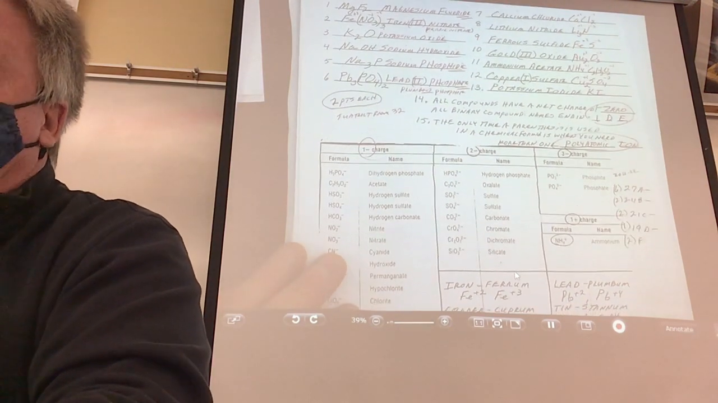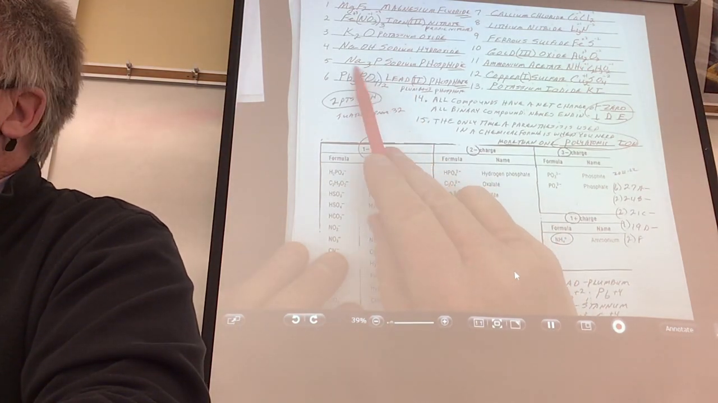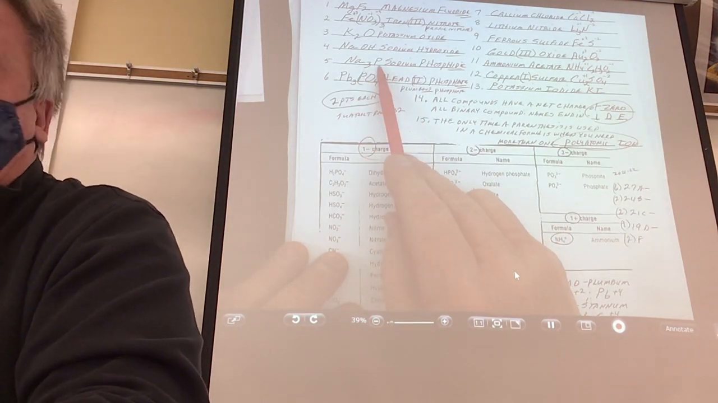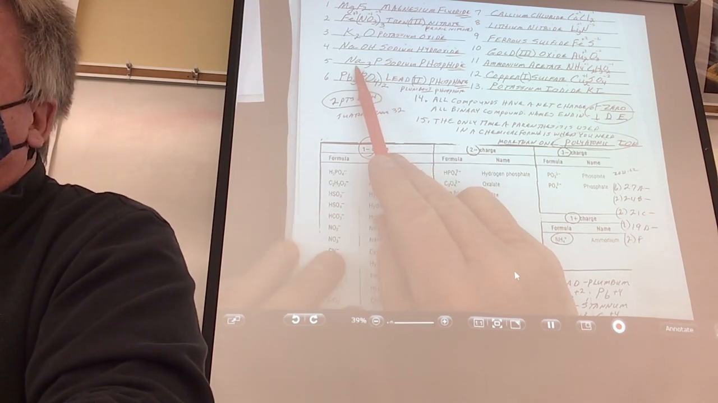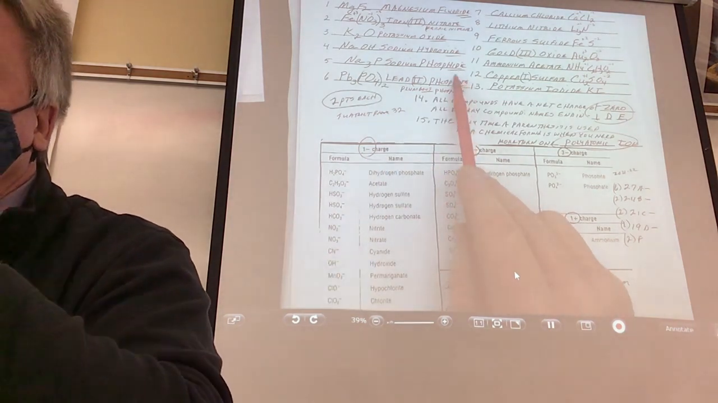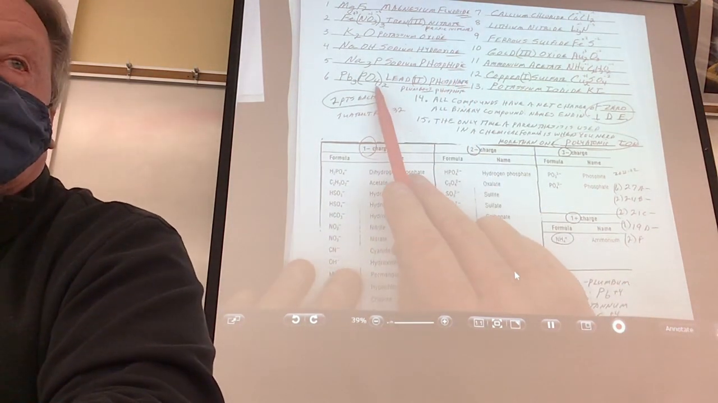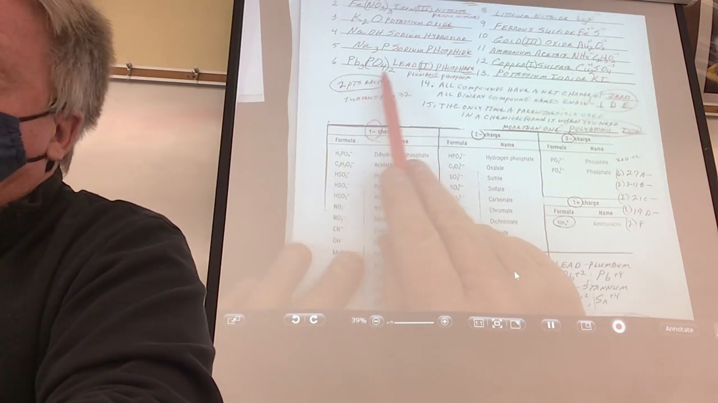All right, next one. Is this binary? Is it a metal or non-metal? And is it always metal? Oh, okay, what are you going to call it? Sodium phosphide. And then the next one is a little bit harder. This is not binary, is it? So what is this right here?